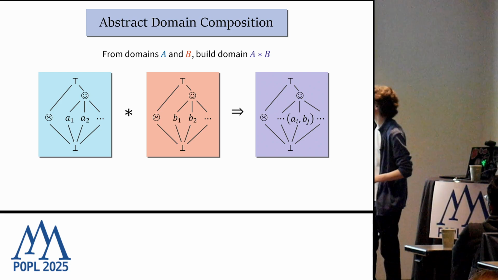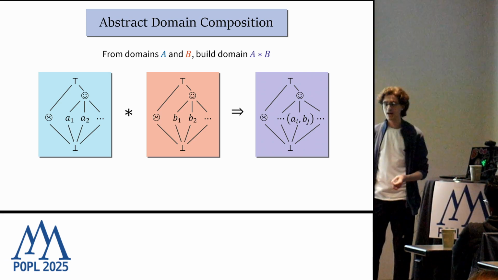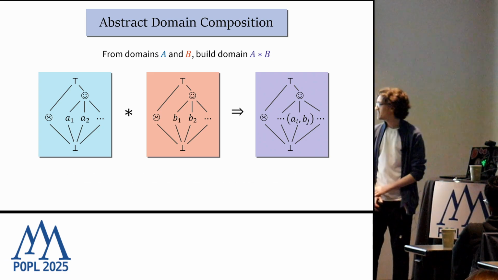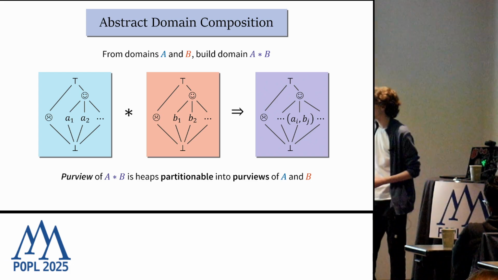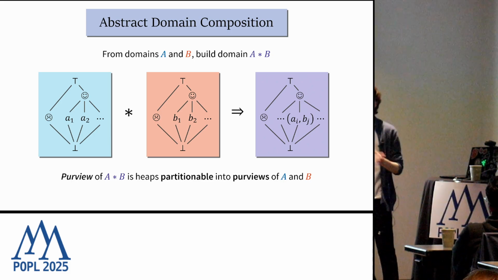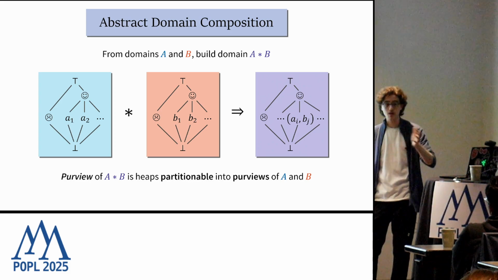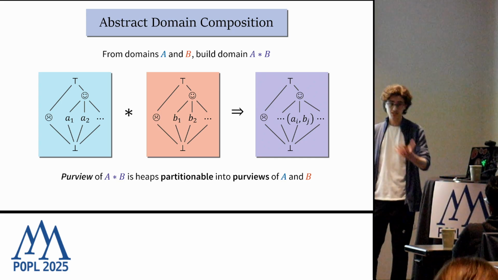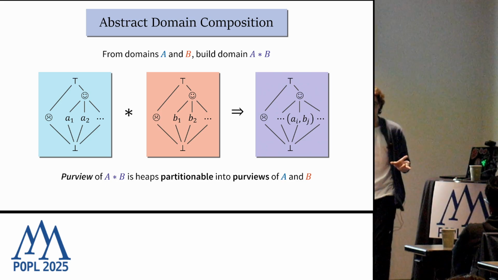Instead, the main structure stays the same, but our specific abstract values become all possible pairs of the A values and the B values. And then, when we are mapping a heap into this compound domain, it's in the purview, so to speak, if we can partition that heap into 2 halves, where one half maps into A and the other half maps into B, in which case the value that we map to is the pairing of that A value and that B value. And of course, naturally, those 2 halves have to be disjoint.